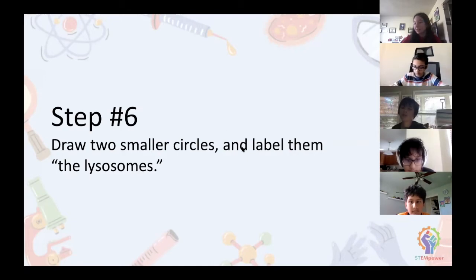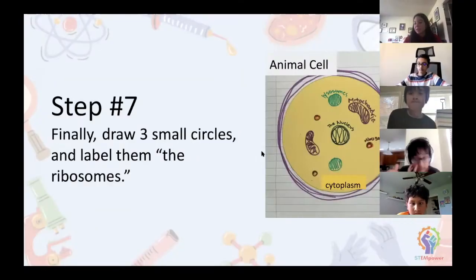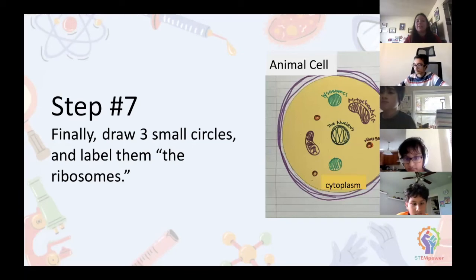So I think this is our second to last step. These are gonna be our lysosomes. So let's move on to step number 7. Now this is the last step, and if it looks like something to the right, then you did a good job. You're gonna draw 3 small circles, and we're gonna label these the ribosomes.